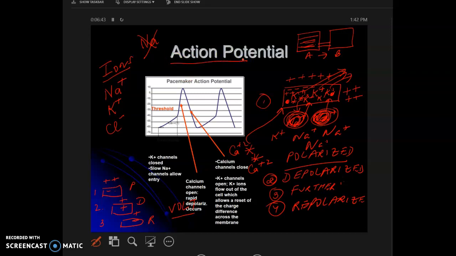And if I were to graph this, notice that here you are seeing when the potassium channels are closed and the slow sodium channels are allowing entry. Now the calcium channels, you see it jump, right? So here you're seeing the jump. Now calcium channels close, but potassium channels open, and potassium leaves the cell.